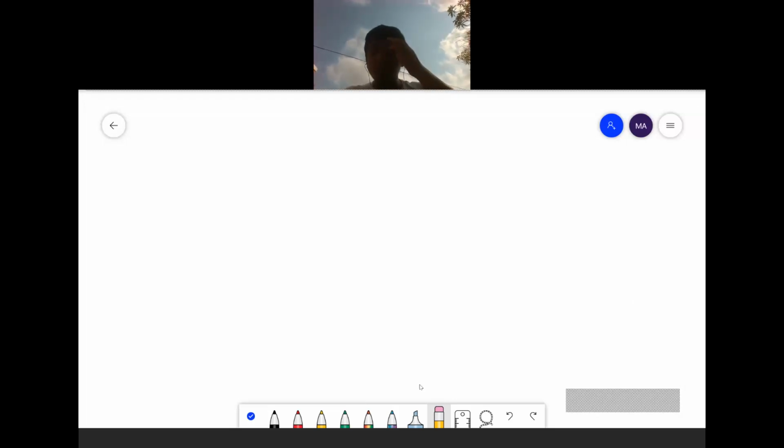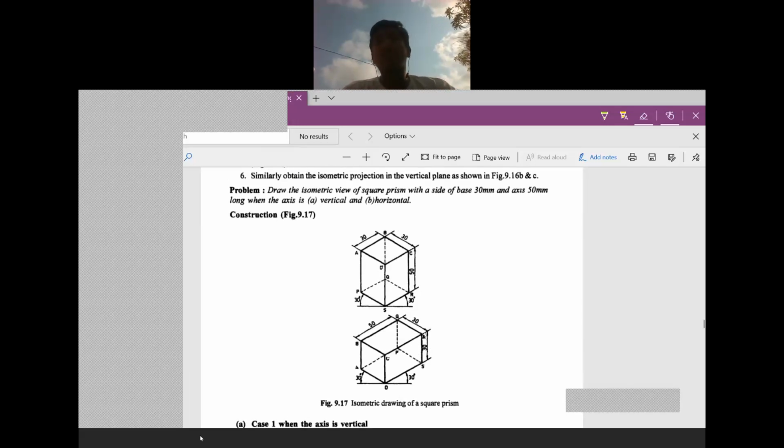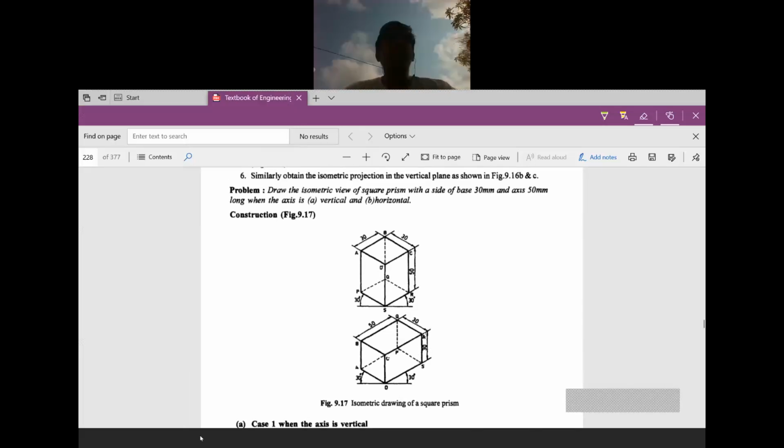You are going to draw the solids in isometric projections. The topic is this one. Now we are going to draw the isometric view of a square prism with the side of a base 30 mm and axis long, when the axis is vertical and when it is horizontal. Here you are going to draw only one; I will show both the things.